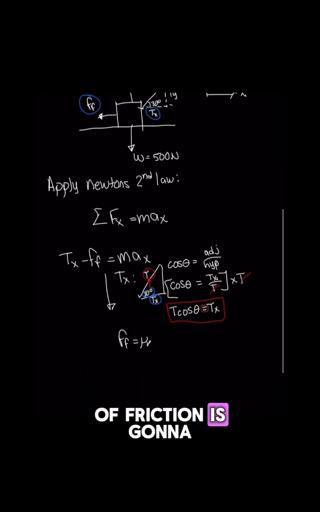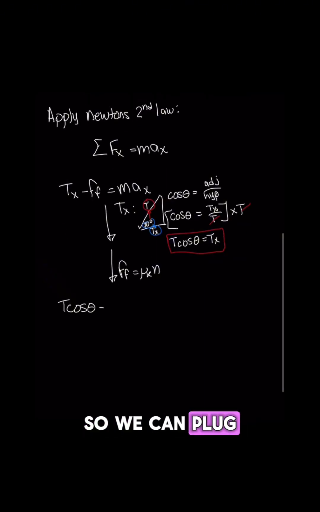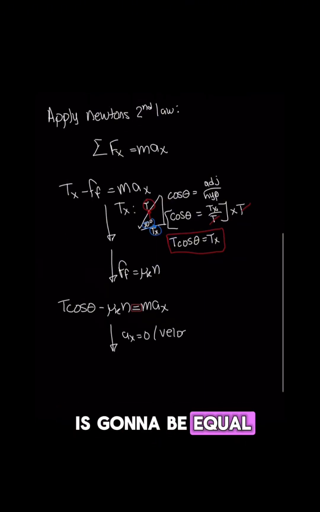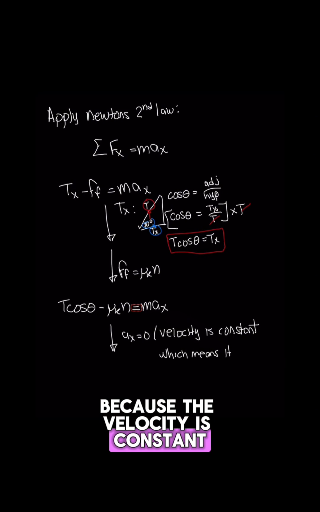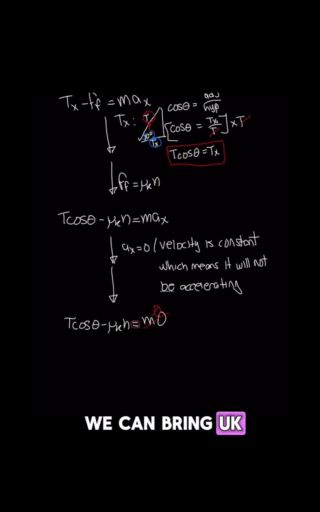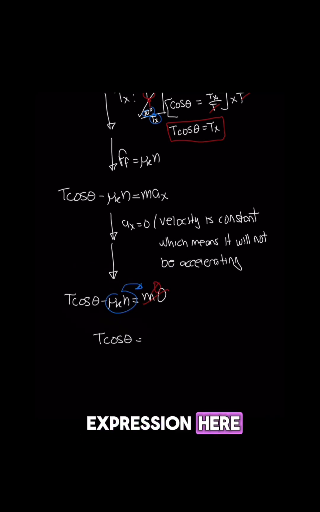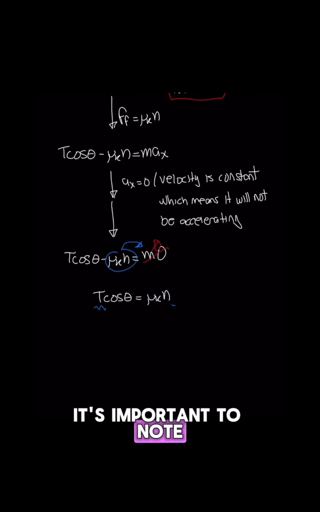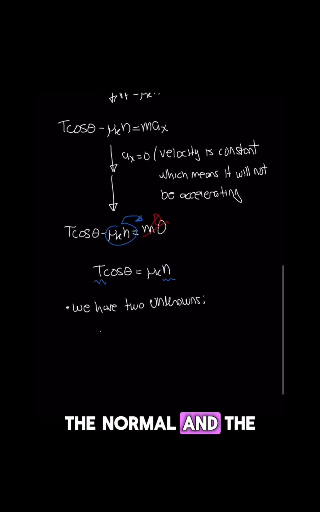And then the force of friction is going to be just equal to μk N, so we can plug both those in. Acceleration in the x is going to be equal to 0 because the velocity is constant, which means the mass will not be accelerating. So we can plug that in, and then we can bring μk N to the other side, and we get this expression here. This is all we can do with this. It's important to note that we have two unknowns, the normal and the tension force.